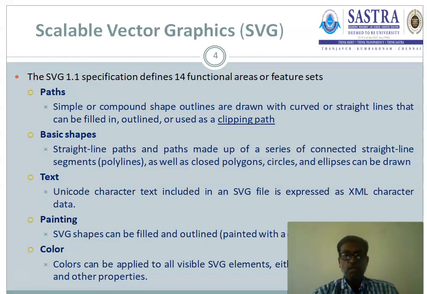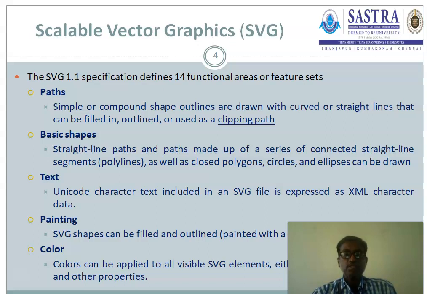So simple shapes can be drawn using curved lines and straight lines, as well as compound shapes, and you can fill the shapes and you can clip. A lot of clipping algorithms are available, and you can make use of all of those. With a clipping path, a particular route or path can be clipped or extracted using this technique. Filling with any pattern or outlining is also supported by the SVG specification. So these are the path related features present in SVG 1.1.